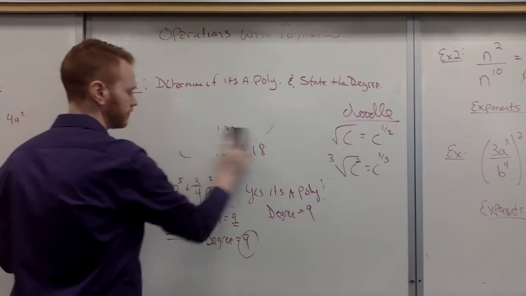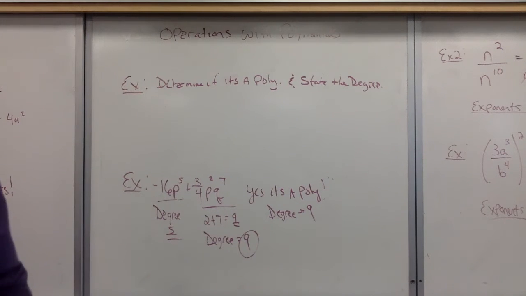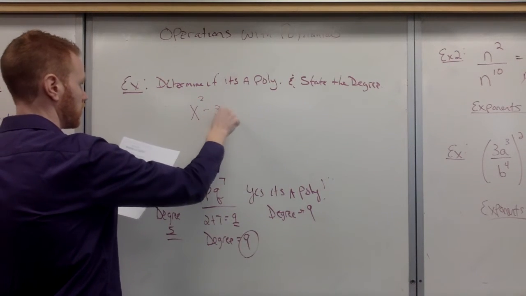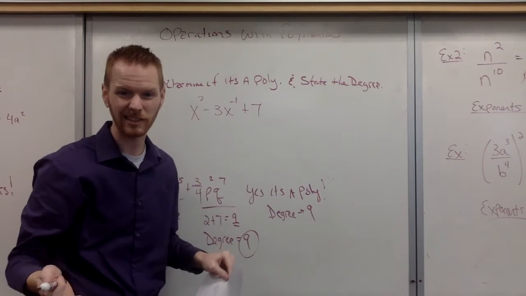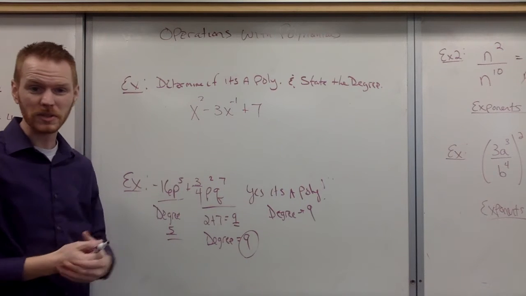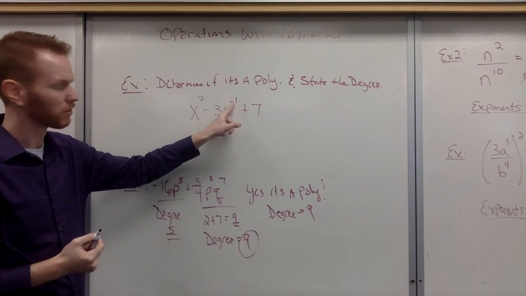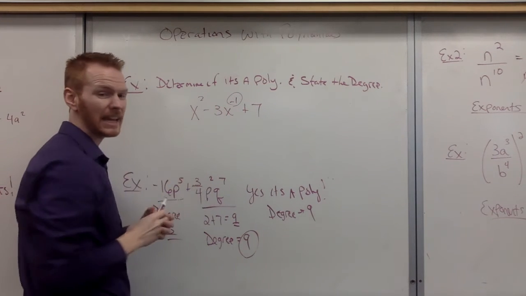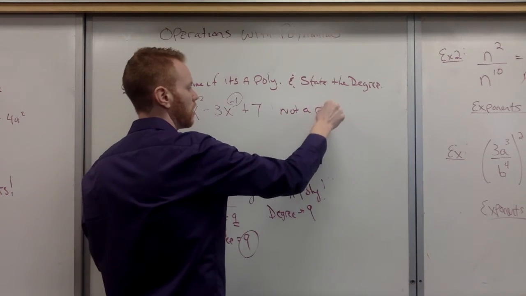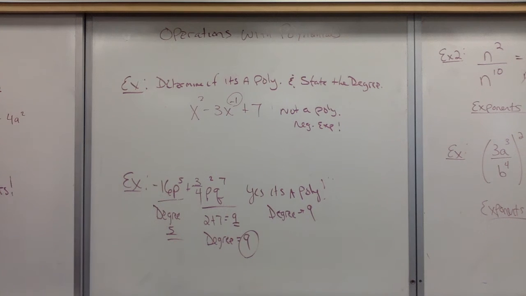Last example. And this isn't technically the last example. We got a little bit more to go. We're almost done now. Determine if this guy's a polynomial. Well, it's not. You see why? Right here, we have a negative exponent. That's not a non-negative integer, is it? So this guy would be not a polynomial. We have a negative exponent. So it does not work.